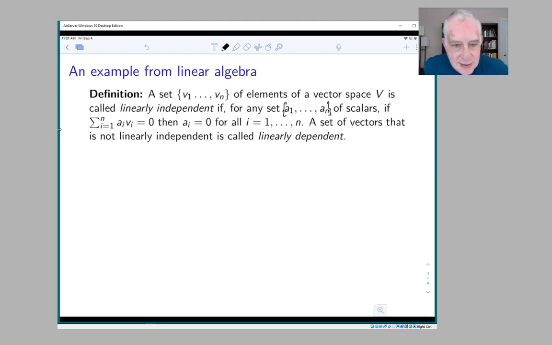So a set of vectors, v1 up to vn, is called linearly independent if for any other set, a1 up to an, of scalars, if the sum from 1 to n of ai vi equals 0, then ai equals 0 for all i from 1 up to n. And if you're not linearly independent, then you're called linearly dependent. But let's focus our attention here on the first part of this definition and analyze it a little bit.